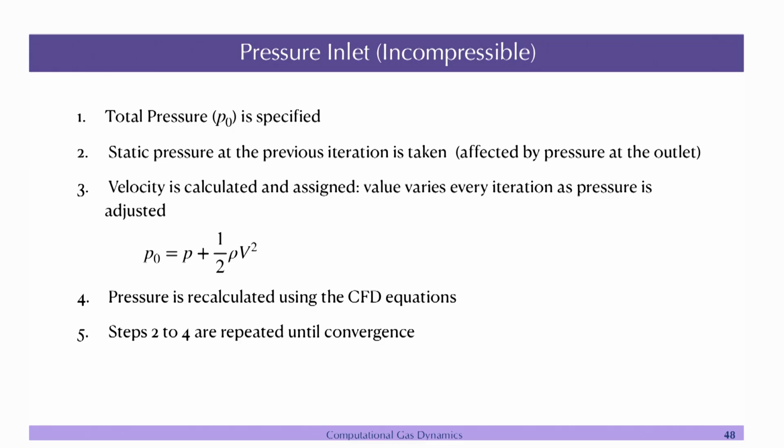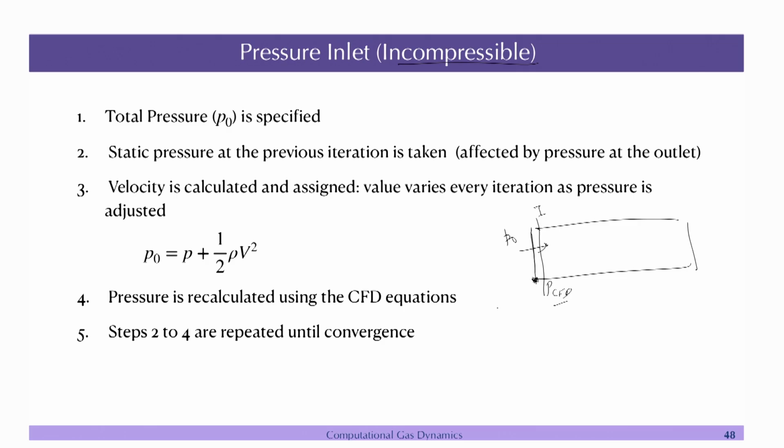So, now let us look at the pressure inlet to make things more clear. How do we calculate the velocity from P naught? If it is incompressible, let us say this is my inlet, and I am specifying my P naught here, and we are saying that we have to take one characteristic from inside. So, what we will do, we will take the P which is coming from the CFD solution at the first interior point, that value can be used, or the value from the previous iteration, whatever value you have at the previous iteration at this boundary point.